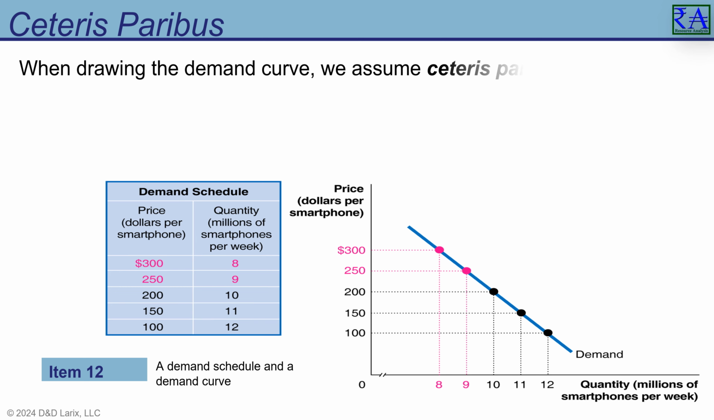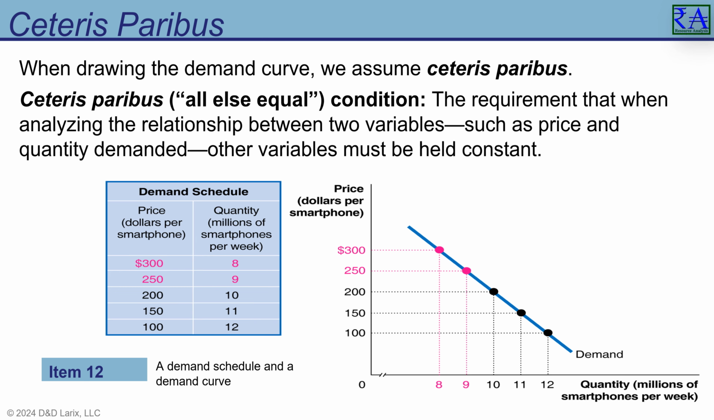The ceteris paribus, or all else equal condition, is the requirement that when analyzing the relationship between two variables, such as price and quantity demanded, other variables must be held constant. If we allowed a variable other than price to change, that might affect the willingness of consumers to buy a product. Consumers would change the quantity they demand at each price. We can illustrate this result by shifting the market demand curve.